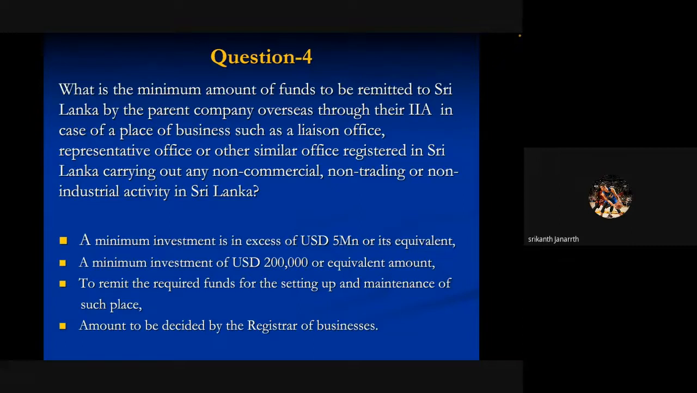It is not 200,000. 200,000 is coming in for the profit-making office. That is for a trading arm, industrial, commercial business. Having a branch here, they have to bring 200,000. A minimum investment in excess of 5 million you have to bring when you are making a trading investment. So the answer is the third one, to remit the required funds for setting up. If it is a liaison office for non-trading, you only require an amount to maintain the office.